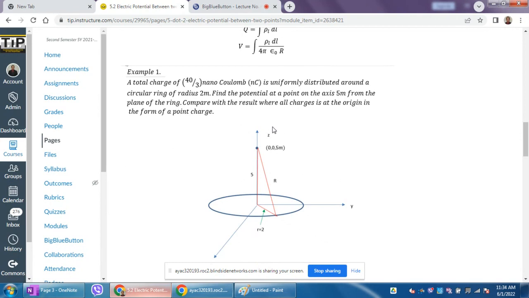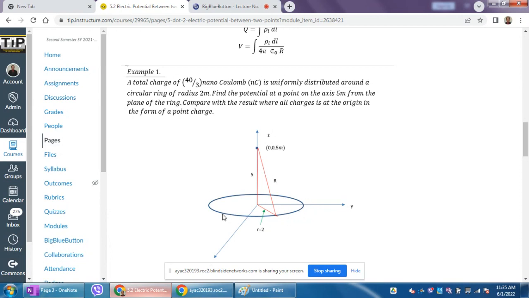Okay, so let's have here a sample. A total charge of 40 over 3 nanocoulomb is uniformly distributed around a circular ring of radius 2 meters. Find the potential at a point on the axis 5 meters from the plane of the ring. Compare the results where all charge is at the origin in the form of a point charge. So dalawa po yung pinakukuha. Una, yung charges daw natin nakakalat dun sa ring.